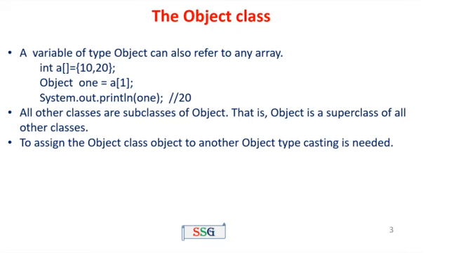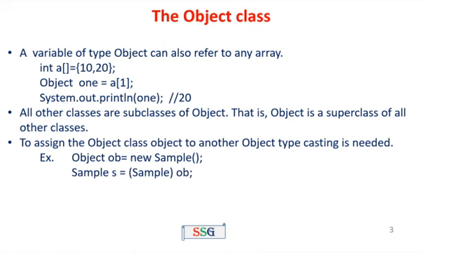The next one, assigning an Object class variable to refer to other objects. That means Object can also refer to the object of another class. Consider an example, Object ob. Here Object is a class and ob is an object of the class Object, that is equal to new Sample. Here Sample is another class. But next we have to use the typecasting function: Sample s = (Sample) ob. That means the Object is converted to the corresponding Sample class object.